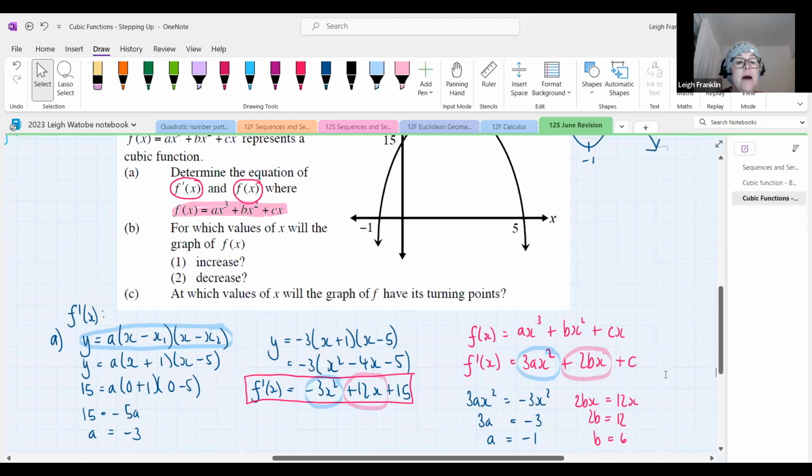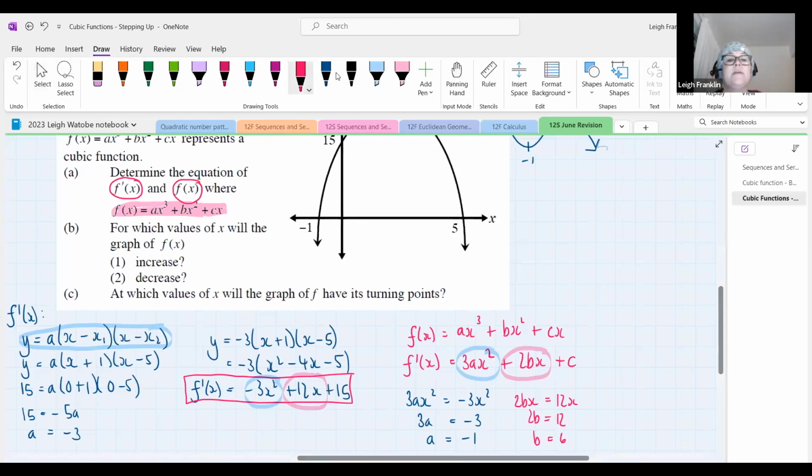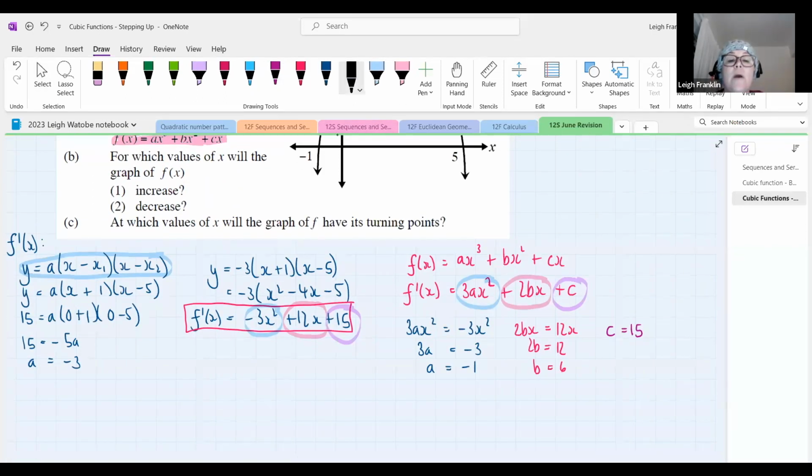And then we would use the same idea to work out c. Okay, so in other words, let's use a different color. C over here is the same as the third term in our first derivative. Okay, so c would be equal to 15. All right, so that means the equation of our cubic, f of x, is equal to a was negative 1, so that's negative x cubed. b was equal to 6, so that would be 6x squared, and c was equal to 15, so that would be plus 15x. And there's the equation of our cubic.